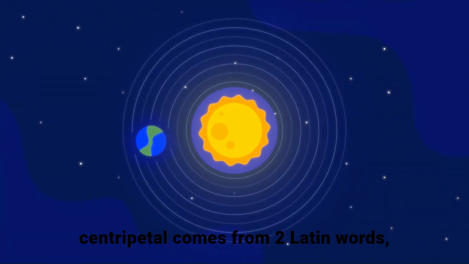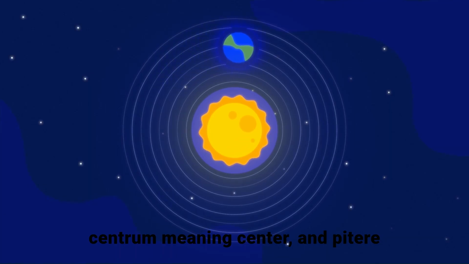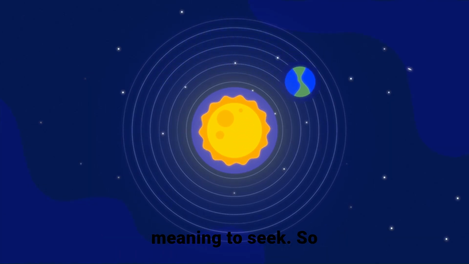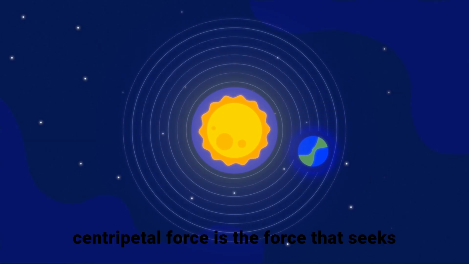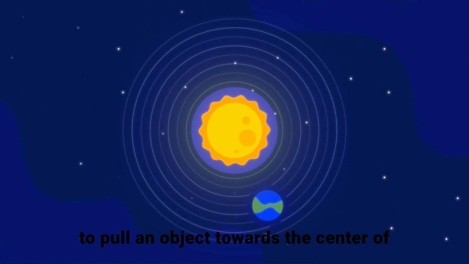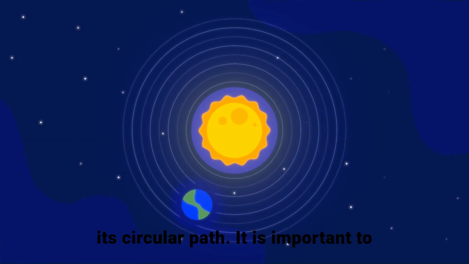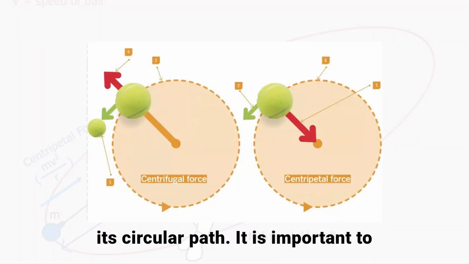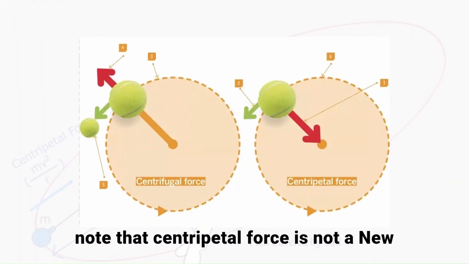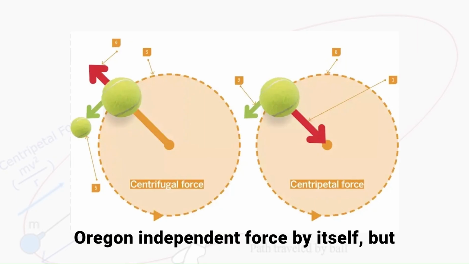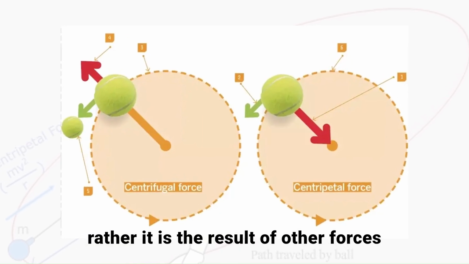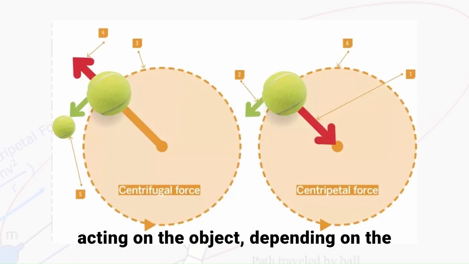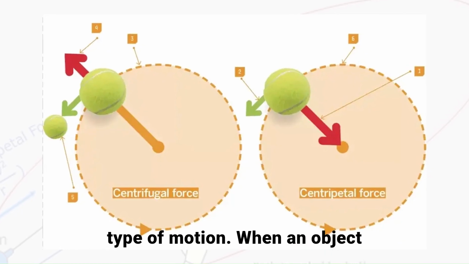The term centripetal comes from two Latin words, centrum, meaning center, and petere, meaning to seek. So, centripetal force is the force that seeks to pull an object towards the center of its circular path. It is important to note that centripetal force is not a new or independent force by itself, but rather it is the result of other forces acting on the object, depending on the type of motion.